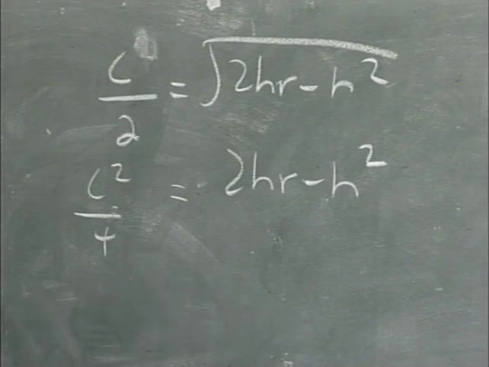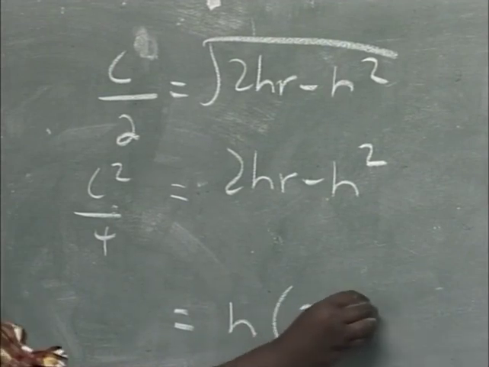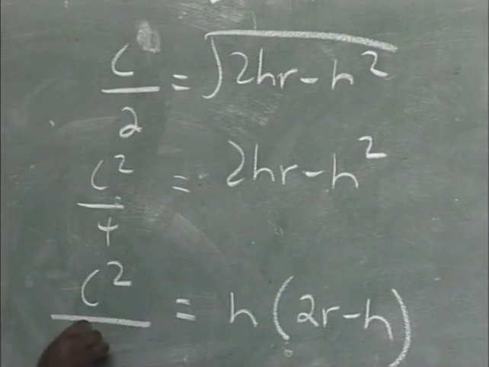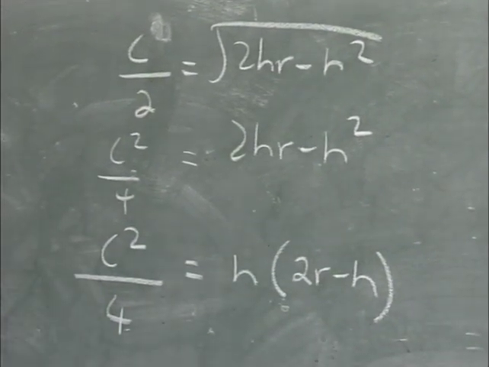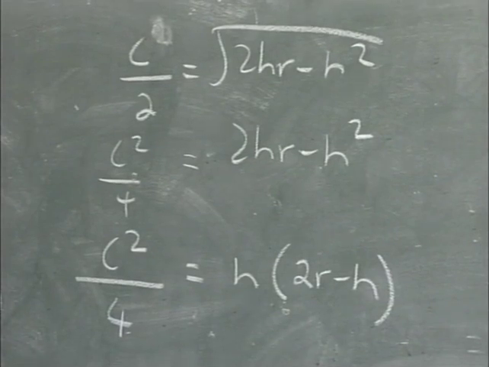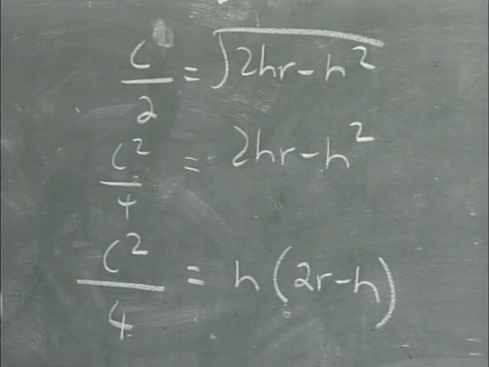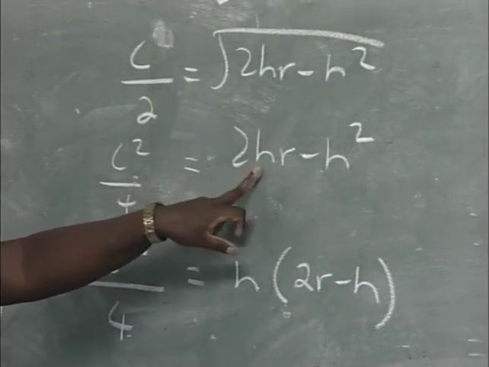If I factorize, I will get H, and I will still end up with 2R minus H equals C squared over 4, which is exactly the same as this one. That's why I said you can actually do it both ways and still come up with the same answer. Unless, I think this is supposed to be M.